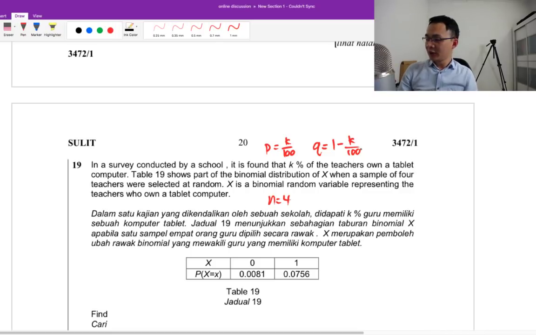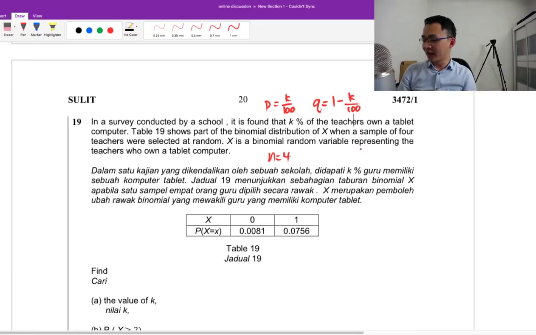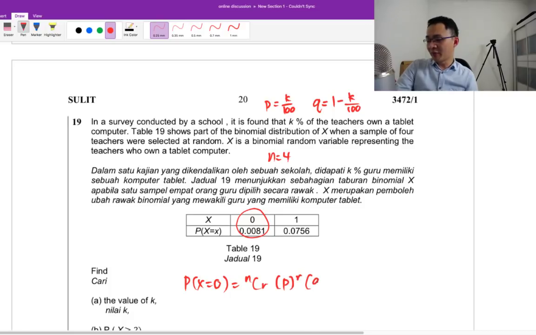And then the question asks you to find K. So in order to find K, at least we have some information here, right? So I will say when X equals 0, I will use the formula which is nCr, p^r, q^(n minus r). I will use this one, and because I have n, and r is 0 right now.